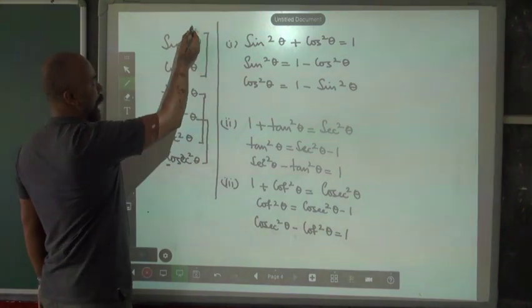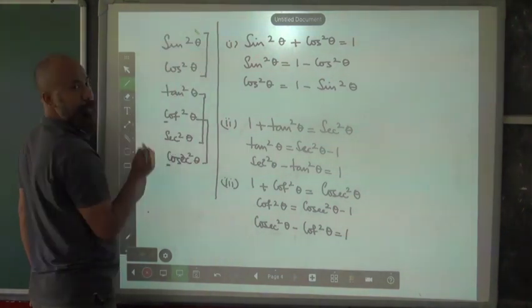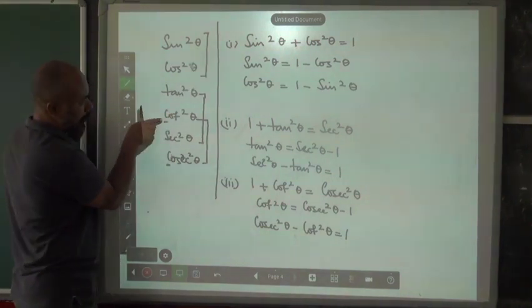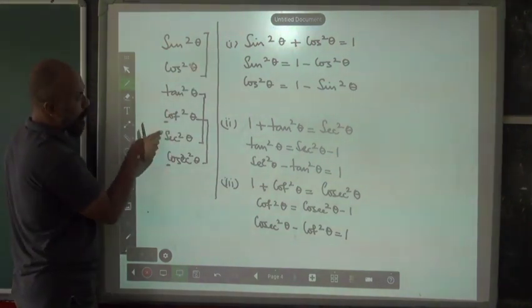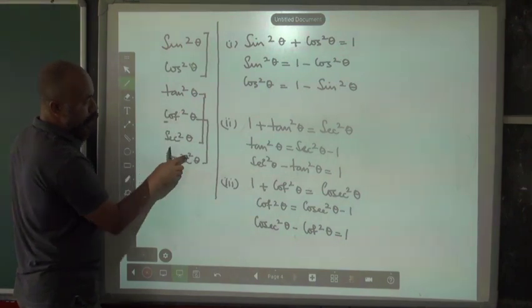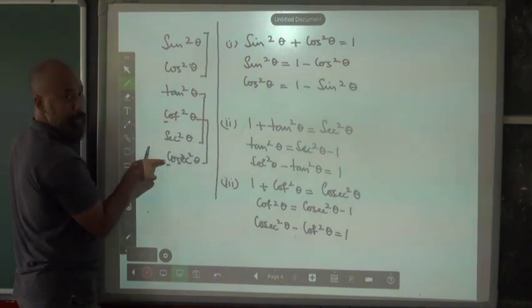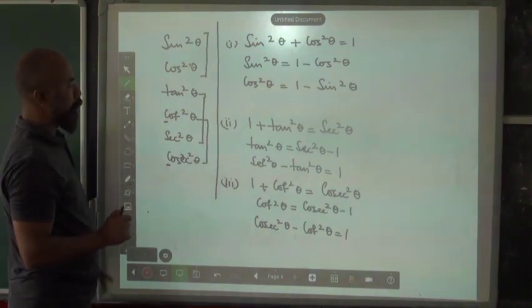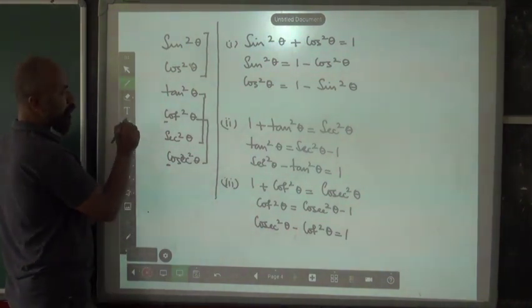Try and remember that sine square and cos square are related. Once you remember that, then you remember that the C and the C are related. That means cot square and cosec square are related. The two C's are related. That leaves you with tan square and sec square to be related. Now you remember it in this particular order.